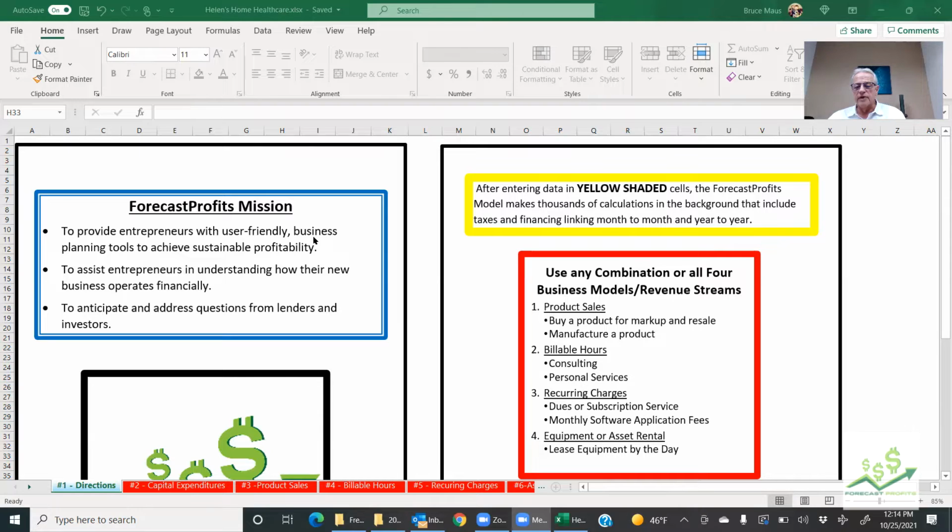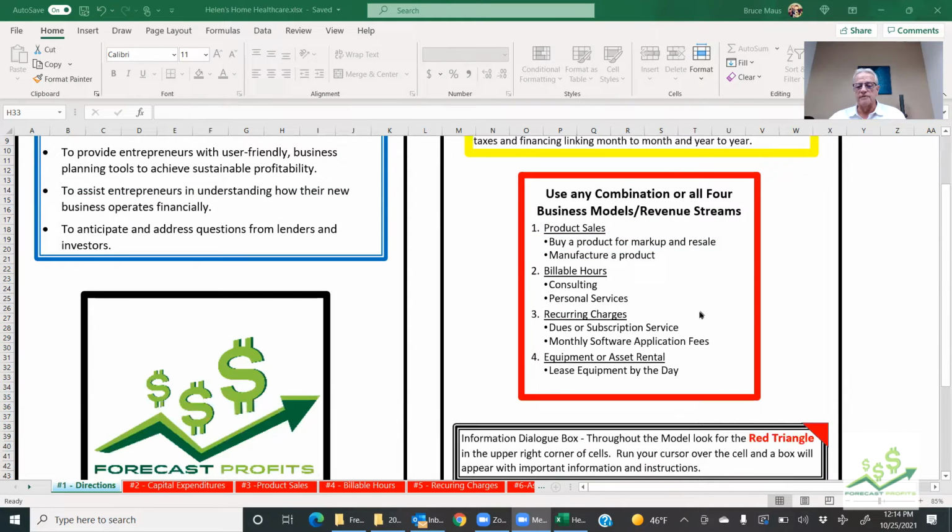If you want to frustrate me, give me a complicated instruction manual where I have to go back and forth between the manual and the actual template to figure out how to complete it. We've eliminated that. The only thing you need to remember are 3 simple rules. Number 1, you enter data in yellow shaded cells on red tab sheets. Number 2, there are 4 different ways to generate revenue. You can use one or any combination of all 4, which will fit most business models.